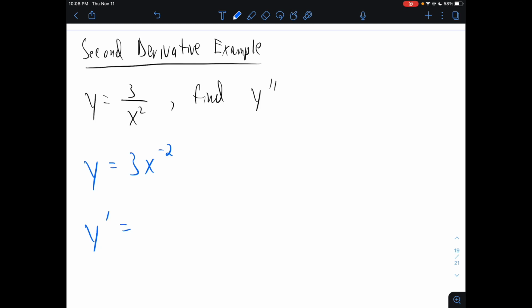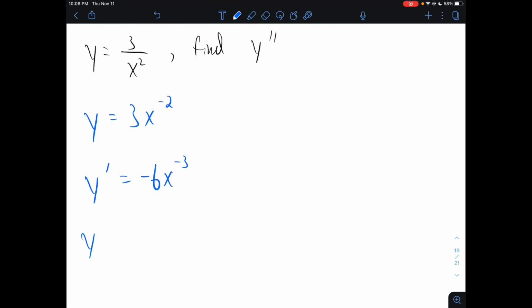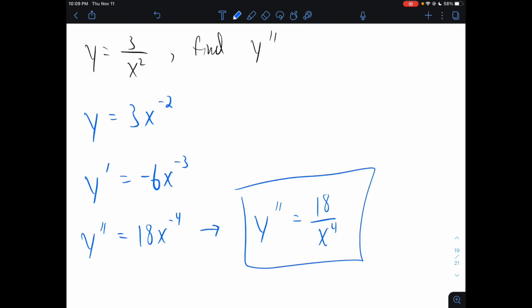3 times negative 2, which is negative 6, times x to the 1 less power, so negative 2 minus 1 is negative 3. And then the second derivative, just keeping it this way, we'll get negative 6 times negative 3, which is 18, and then x to the negative 4. And then we should write our answers using positive exponents, as we've been doing throughout the class. And so y double prime is 18 divided by x to the 4th.